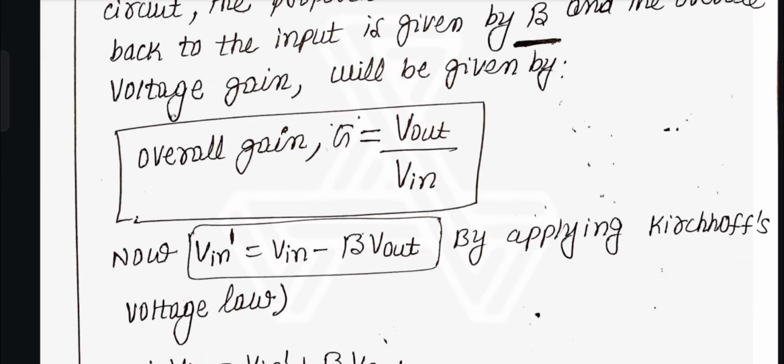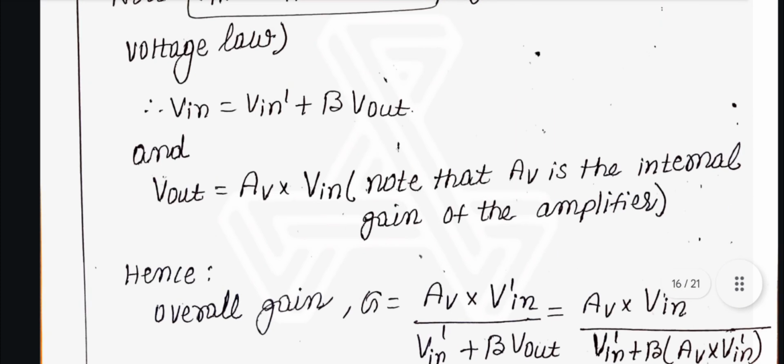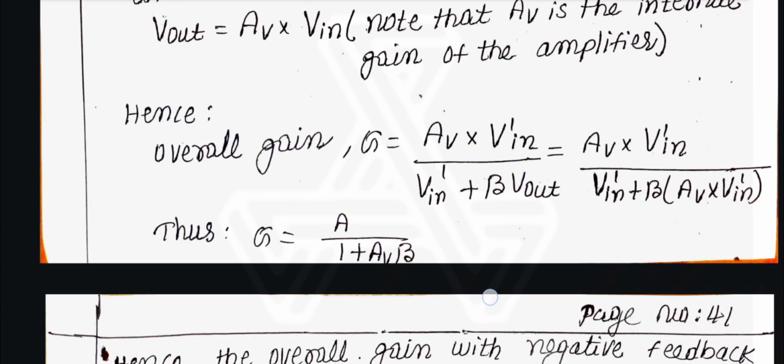We are applying Kirchhoff's voltage law. V in dash equals V in minus beta V out. So V in equals V in dash plus beta V out, and V out equals AV into V in dash. Note that AV is the internal gain. Hence overall gain G equals AV into V in dash by V in dash plus beta V out, that is AV into V in dash over V in dash plus beta AV into V in dash. Thus G equals AV divided by 1 plus AV into beta.